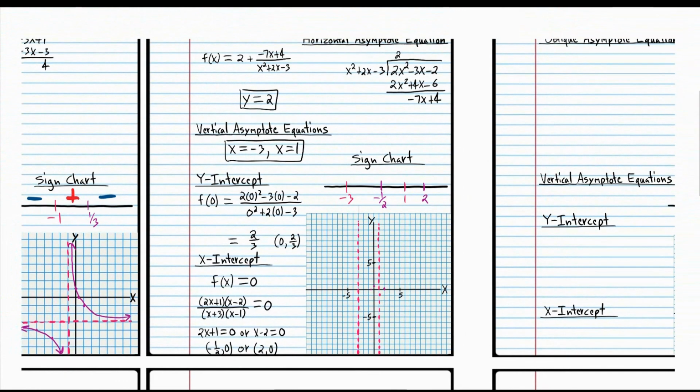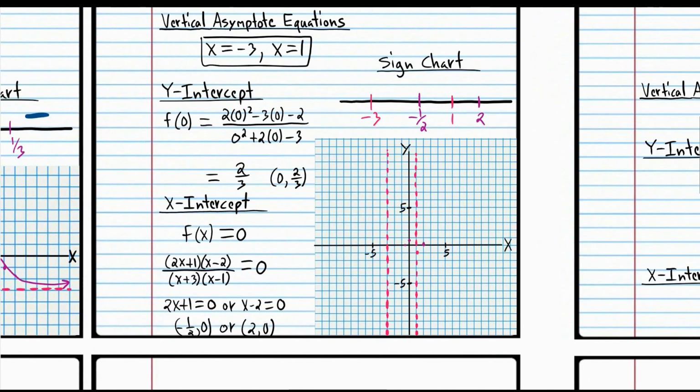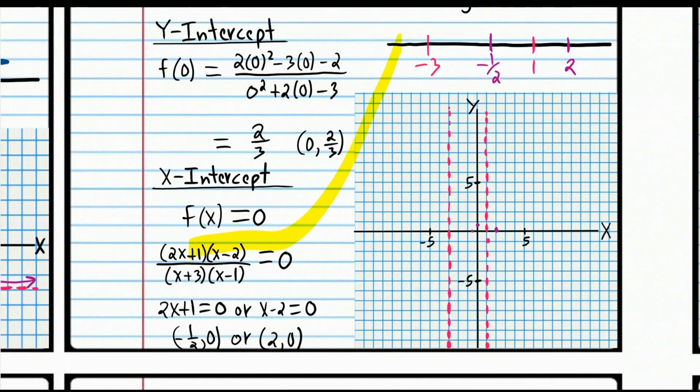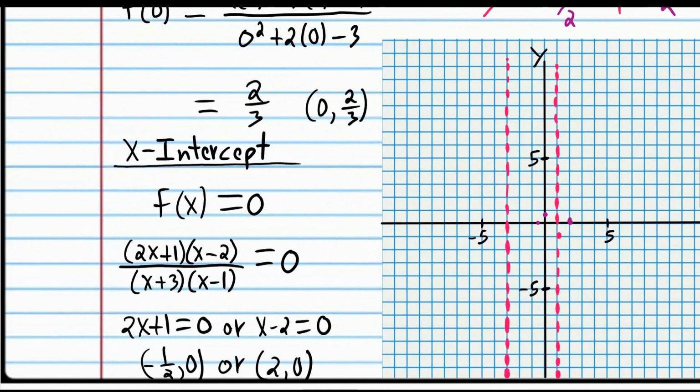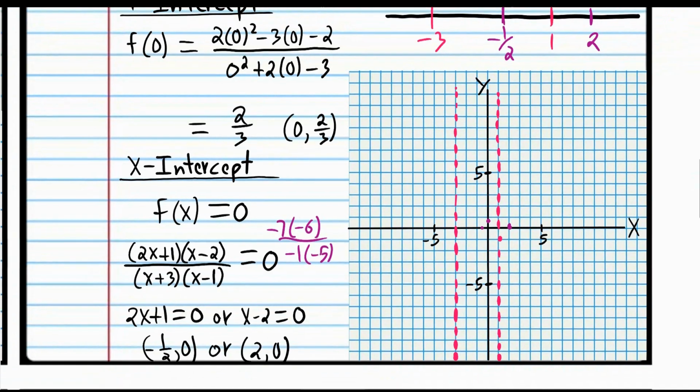Okay, let's test this region here with this function. We've got it written down there. It's better to use factored form. So let's try -4. If we plug in -4, we get -7 times -6 over -1 times -5. And that's going to be 42 over 5. So 42 over 5 is 8.4.